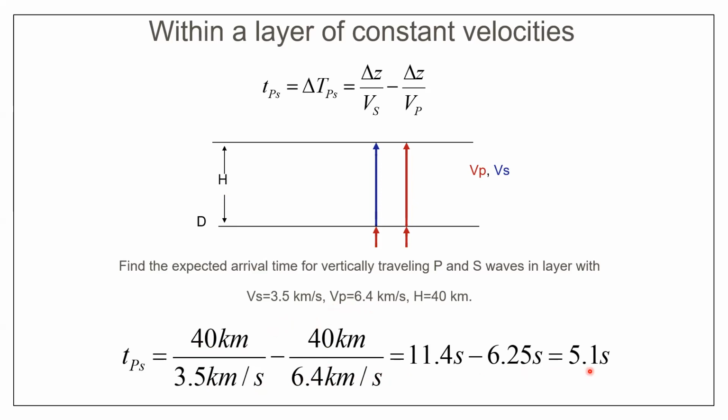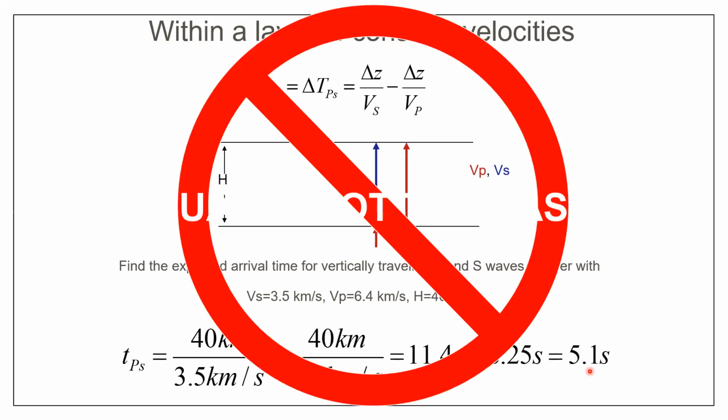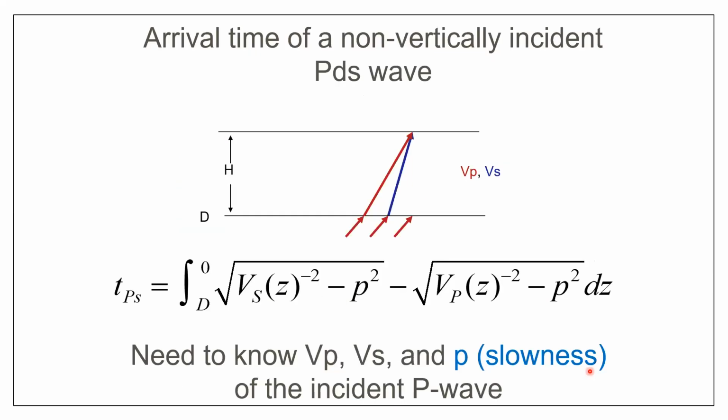So from the Moho discontinuity, the value of the travel time for the P2S converted phase will be around 5.1 seconds. So it looks very simple, but it is not always the case, because you will not always have a vertically traveling wave. Now the real thing is what actually happens when the plane P wave is incident upon a discontinuity. It is not always vertical. It mostly has a non-vertical incidence of the P2S phase.